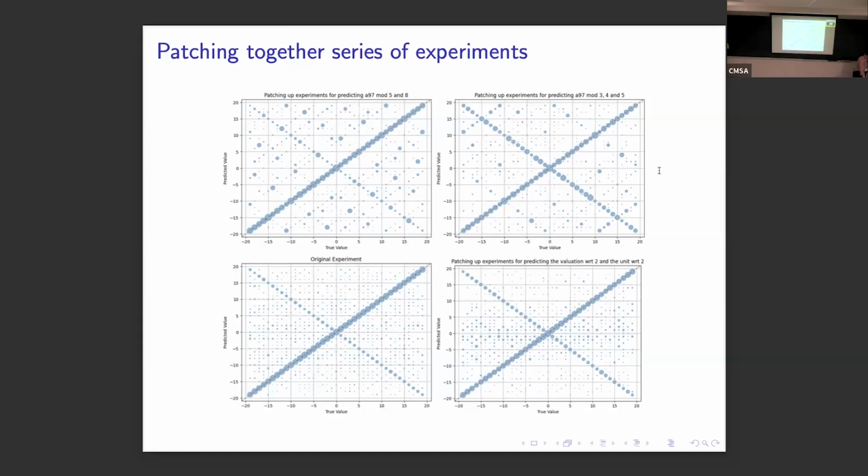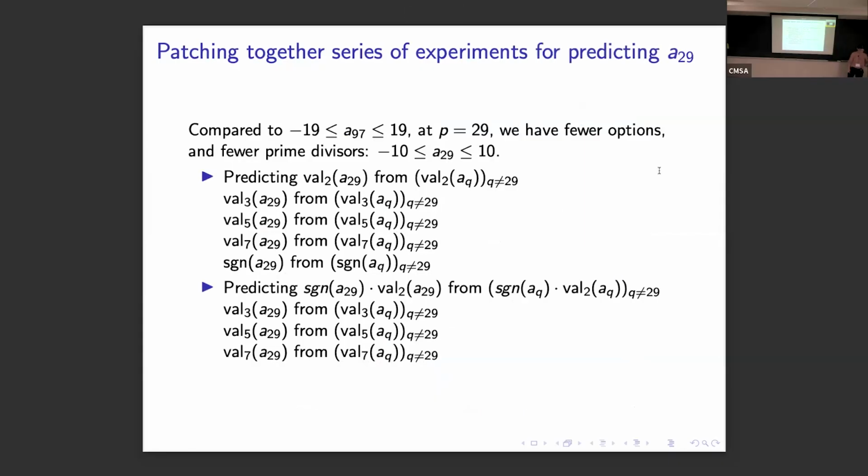I looked at patching up similar experiments, but now for predicting A29, that goes between minus 10 and 10, so it's fewer primes. So I was looking more at patching up multiplicative experiments, so predicting valuation at 2, at 3, at 5, at 7, and here I took the sign, to get back to one of the questions from earlier. Now, with the sign, it just predicted randomly. I guess we expected that. If you're just giving the sign at A of q, at the different primes, it shouldn't predict the next sign. I think they should be more or less equidistributed.